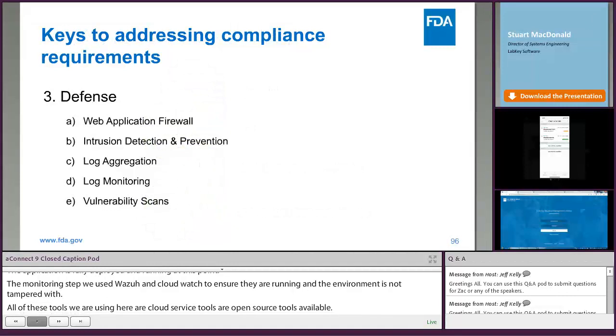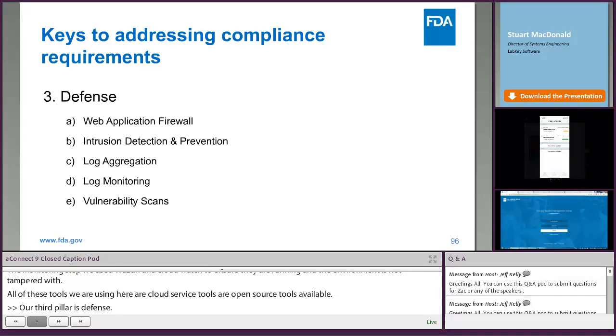Our third pillar is defense. You need a strong defense to protect the environment and patient data, especially with all of the flavor of the week or security breaches of the week that seem to be occurring.